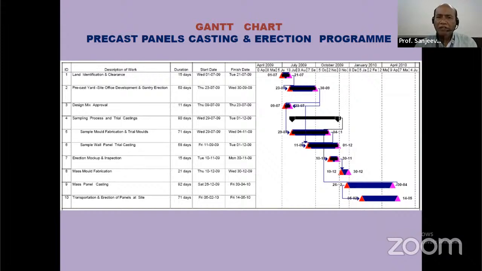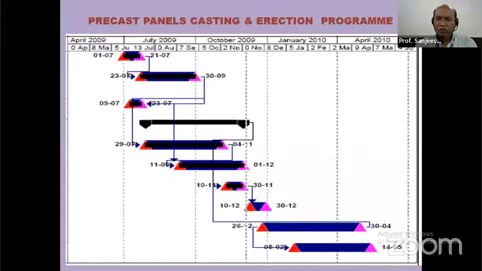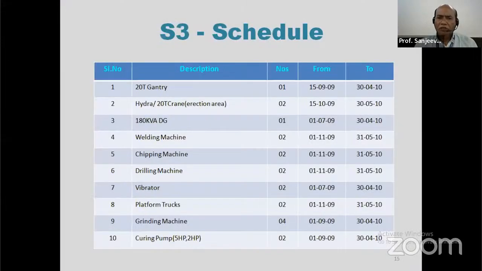So these were the activities to be used for the construction of precast wall panels at the Mumbai International Airport project. So these are the details of the plans, the construction and erection plan. This detailed plan includes the transportation and erection of the panels at site.